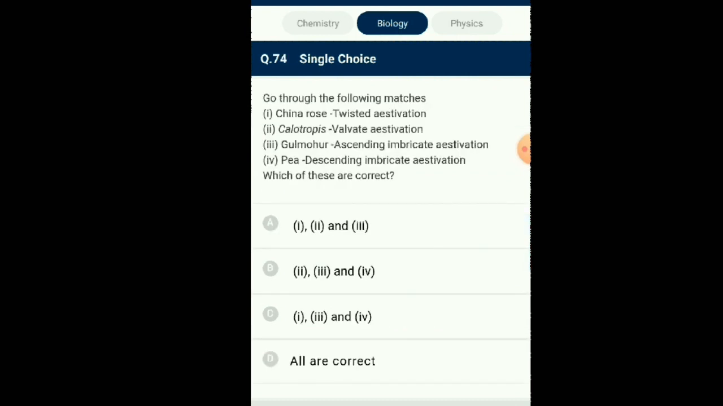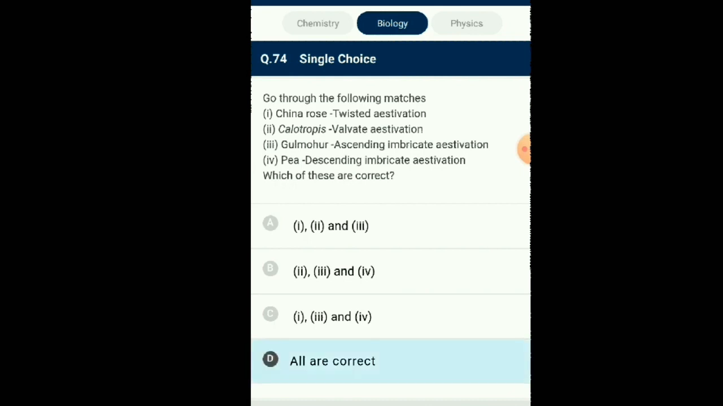Question number 74. Go through the following matches. From the given matches, which of these are correct? China rose shows twisted aestivation, Calotropis shows valvate aestivation, Gulmohar shows ascendingly imbricate aestivation, and Pea shows descendingly imbricate aestivation. So all are correctly given. So the option is D.